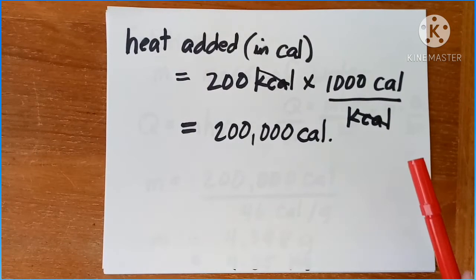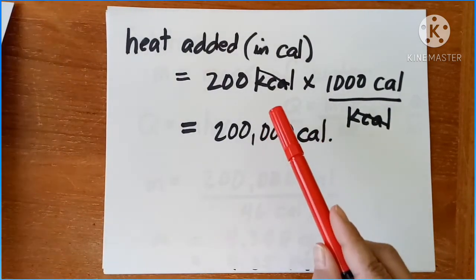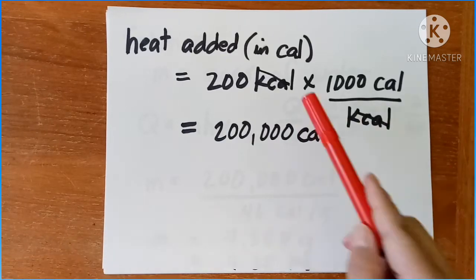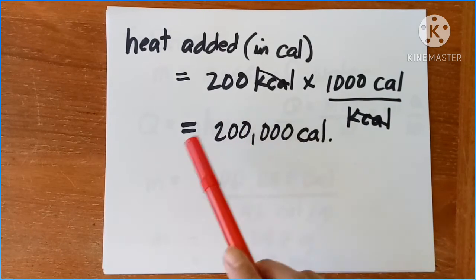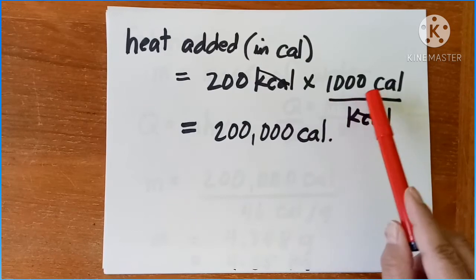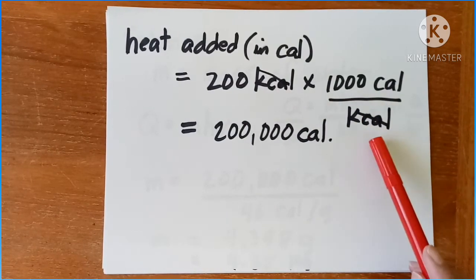So the heat added is 200 kilocalories, but we need to convert this to calories, and 1 kilocalorie is equal to 1000 calories. So for the conversion, we will have this equation: 200 kilocalories times 1000 calories divided by 1 kilocalorie.